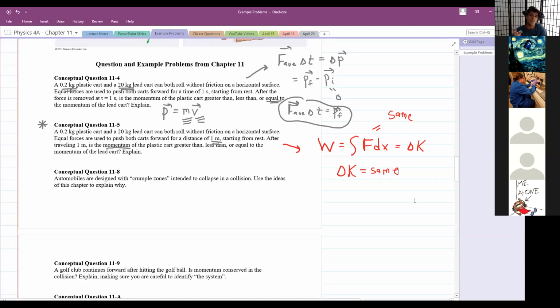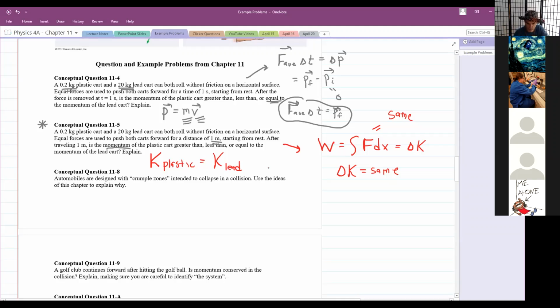But it didn't ask for how much the kinetic energy changed. It wants to know about the momentum. So what we now know is the kinetic energy of the plastic cart is going to be the same as the kinetic energy of the lead cart. But we want to know, how do the momentums compare? Well, since the work done was the same, the change in kinetic energy is the same. Since they both started from rest, they're both going to end with the same kinetic energy.